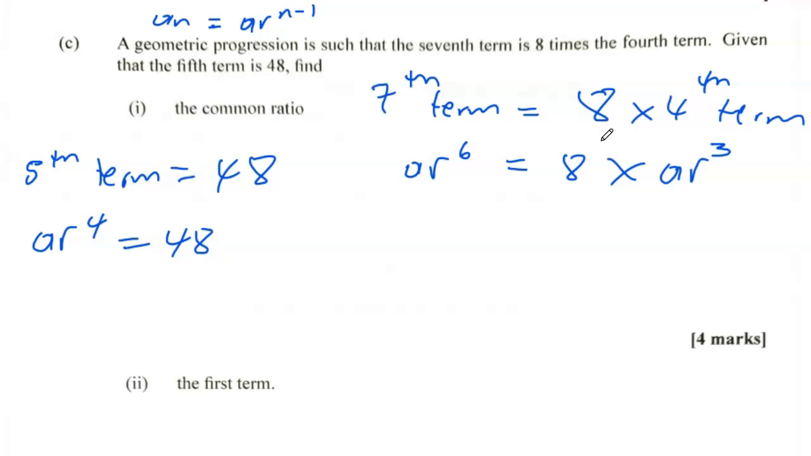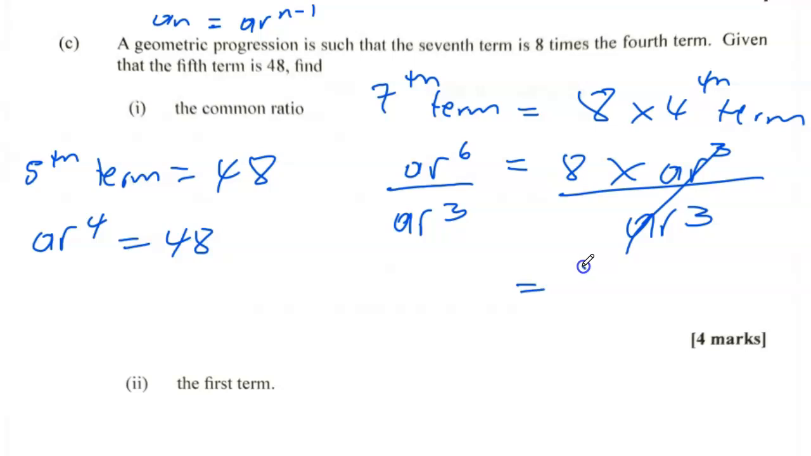So we can form those two equations. That should help us to get the common ratio r. So what we can do here is divide both sides by ar cubed. Ar cubed into itself will leave us with 8. So a into a, that cancels. So r to the power 6 divided by r cubed, that's r cubed. And if we take the cube root of both sides, r is equal to 2.